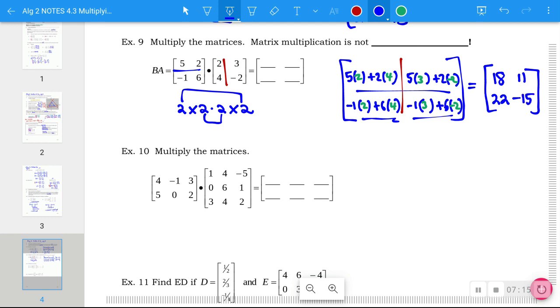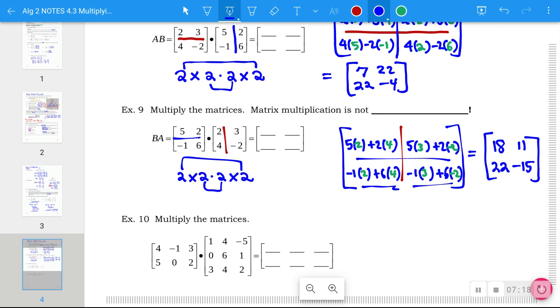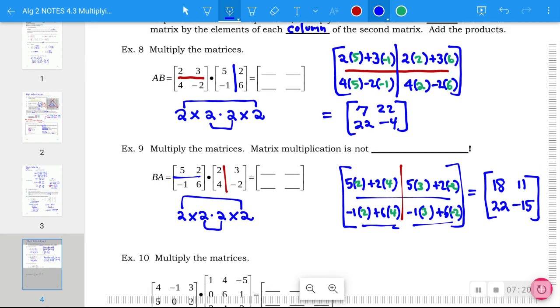So there's your answer. Now let's compare that with what we got when we did it in the other direction. Up here we had a times b, here we had b times a, and you get different answers here, which tells us that matrix multiplication is not, I repeat, not commutative.